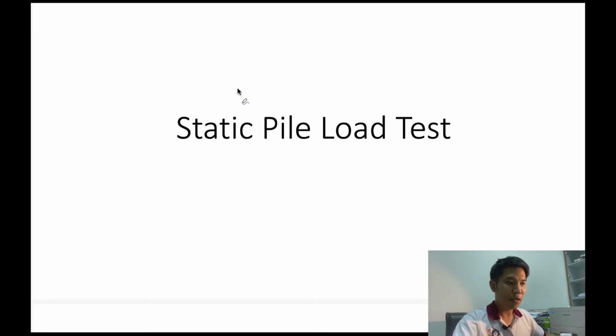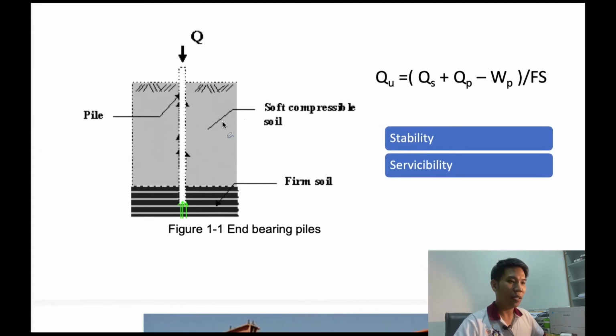Hello, today we will be talking about the lab, the so-called pile test. The name of the test is the static test. That means we will test the pile by using a static load. Firstly, we will talk about the concept of pile foundation: what is the pile, and how it carries the load from the superstructure, or the load from the building. The pile is something like that.